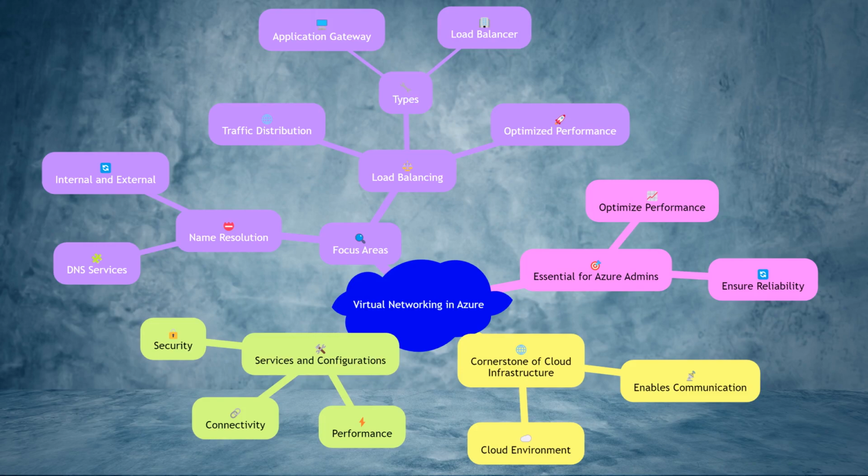Virtual networking is a cornerstone of cloud infrastructure, enabling communication between resources in a cloud environment. In the context of Microsoft Azure, virtual networking encompasses a range of services and configurations that ensure seamless connectivity, security, and performance. This presentation will delve into two critical aspects of virtual networking: name resolution and load balancing. Understanding these components is essential for any Azure administrator aiming to optimize network performance and reliability.